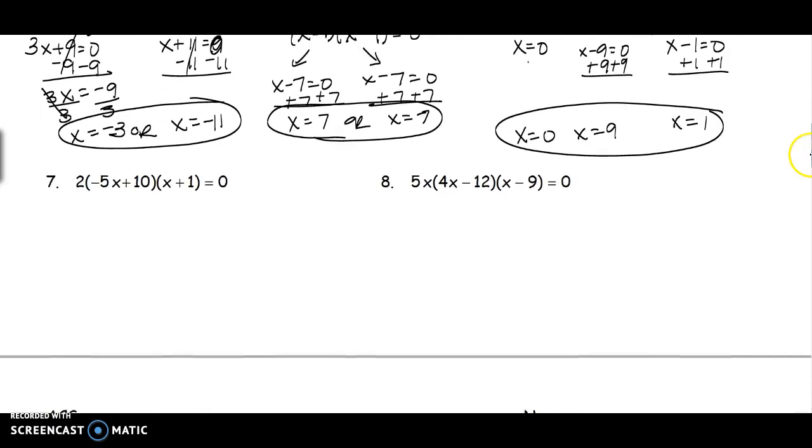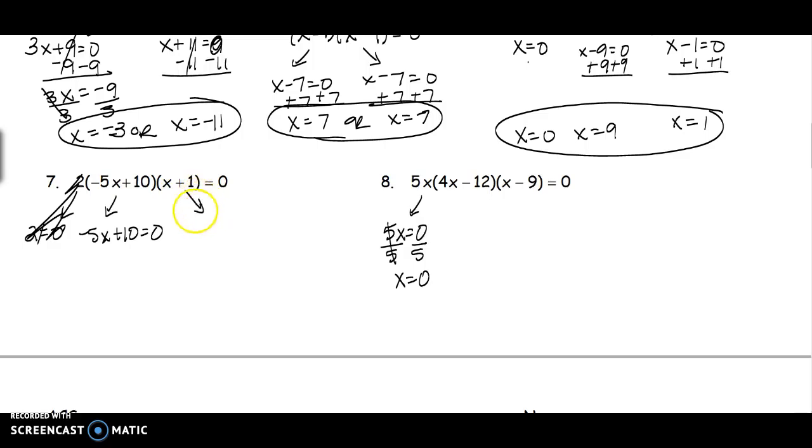The only time you cannot set the number out front equal to 0 is if it does not have a variable. Okay, so notice the difference between 7 and 8. 7 is just a 2, so 2 cannot equal 0, so we cannot bring this out. But in 8, 5x equals 0, which means we can still solve for that variable. Okay, when there is no variable, you just forget about it, you move on. When there is a variable, you have to set it equal. So in 7, we actually only have 1 or 2 variables to solve for.